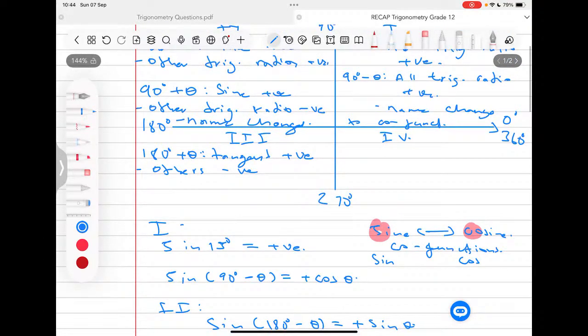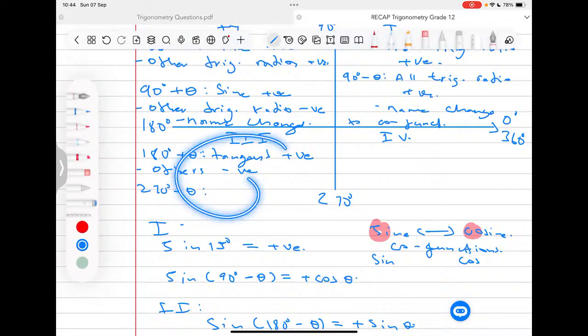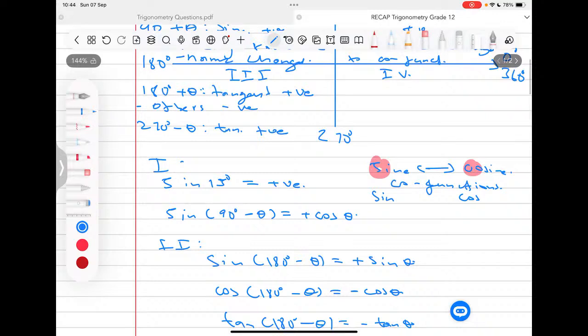Now, the other option that we have is that if we take 270 and subtract theta, we'll get angles that are within this quadrant. So this is to say that if you were to have 270 degrees minus theta, this defines angles in the third quadrant. And with this one, tangent is still positive here. So tan is still positive in this quadrant, and the other trig ratios will be negative.